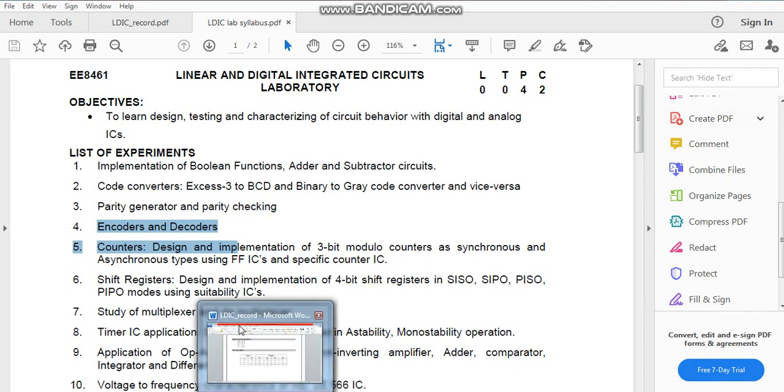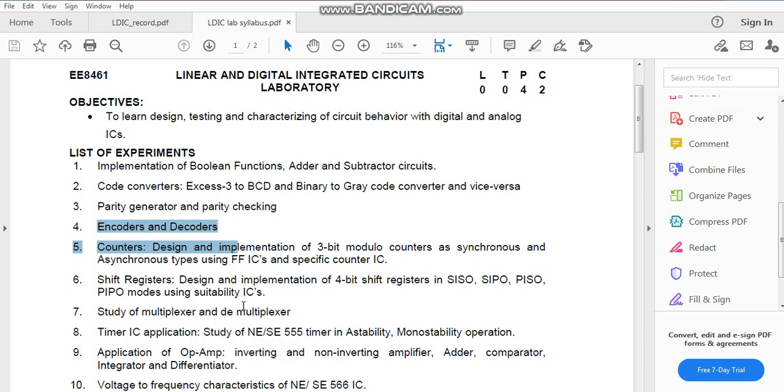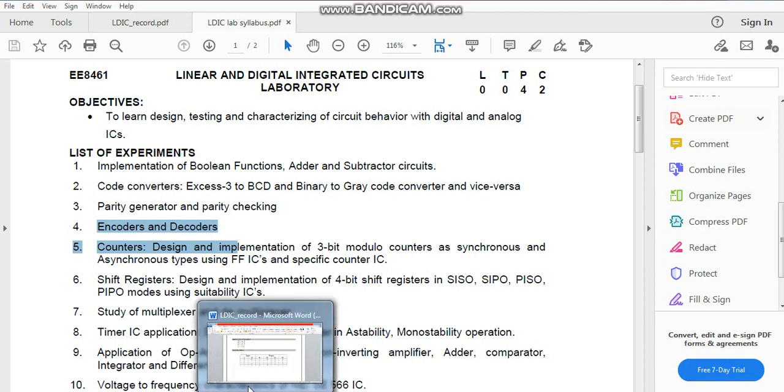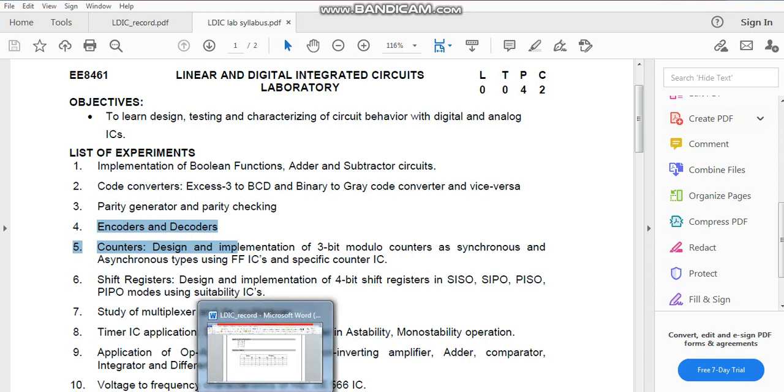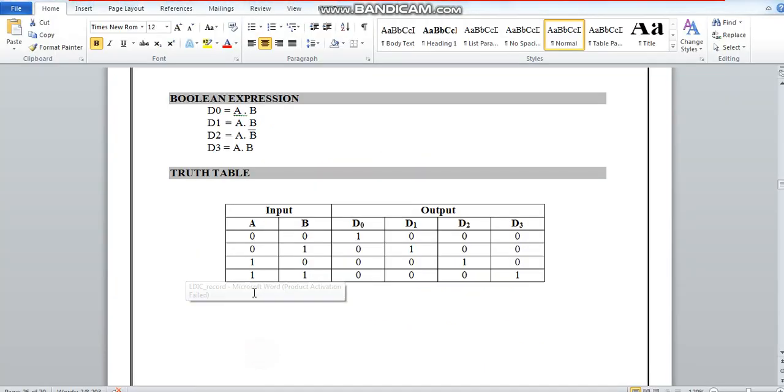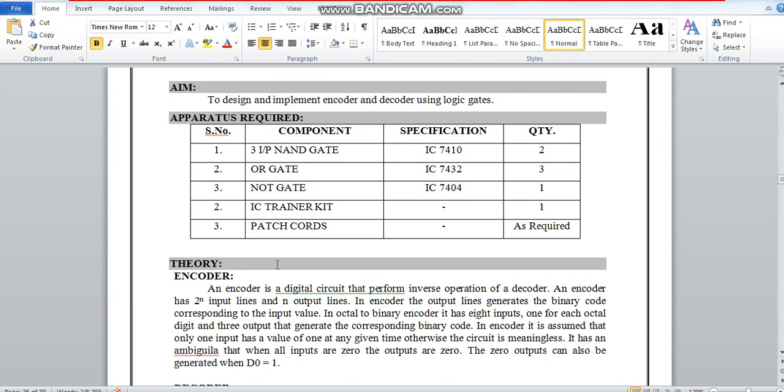Encoding is changing the signal and decoding is recovering the original signal. Encoding means you are adding some other signal along with it, and decoding means you are removing the added signal and getting the original signal. Yes, so let me see how we are going to do this encoder and decoder.